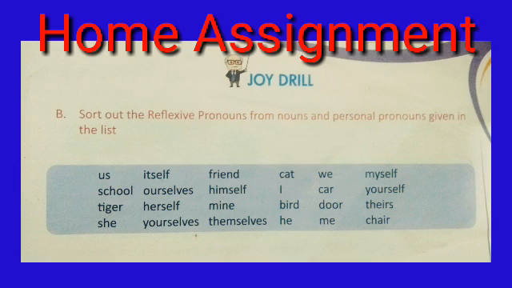See, students, there is a list. In the list, you are having reflexive pronouns, nouns, and personal pronouns. Okay, you are having the examples of reflexive pronouns, nouns, and personal pronouns. So you are to categorize them in different categories. Means you are to make 3 columns, one for reflexive pronoun, one for nouns, and one for personal pronouns. So the words which are related to reflexive pronoun you are to write in that category.